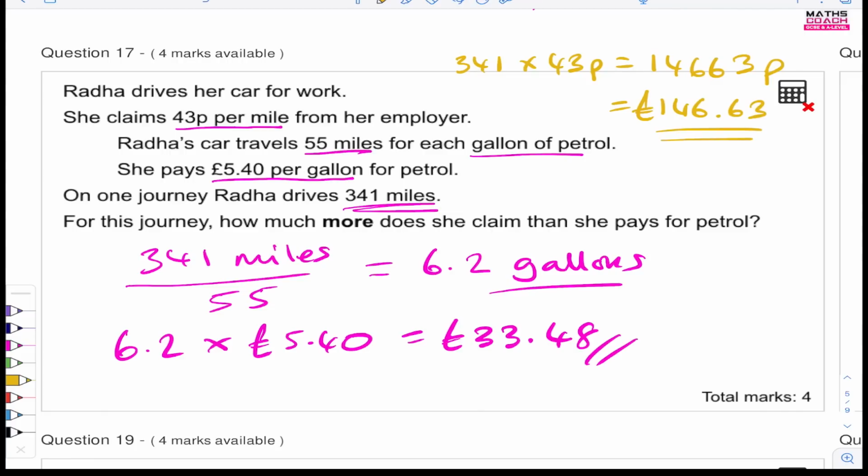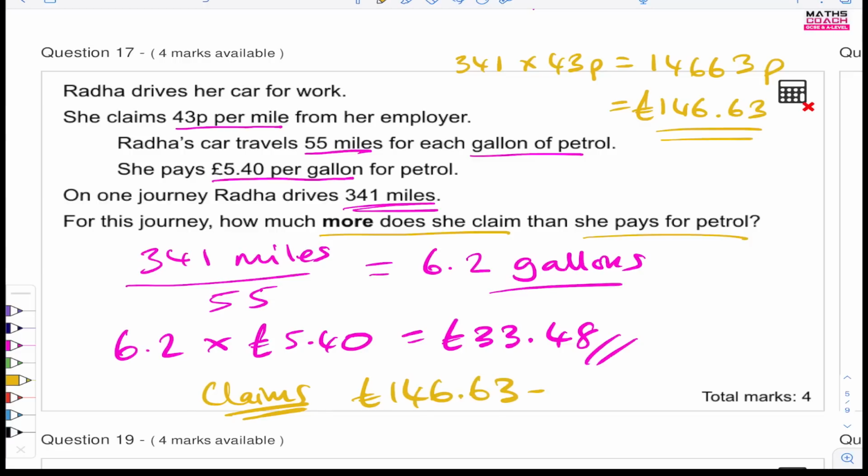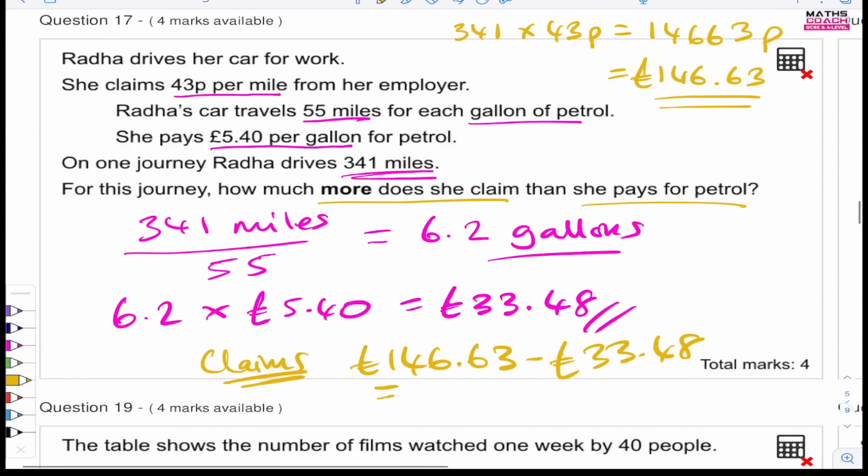So now all we have to do is find out how much more she claims than she actually pays for her petrol. So her claims would be £146 and 63 pence, take away £33 and 48, and that is £113 and 15 pence more.